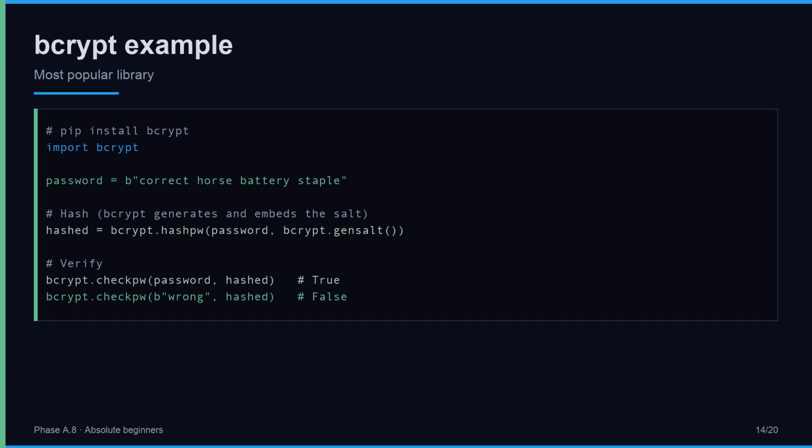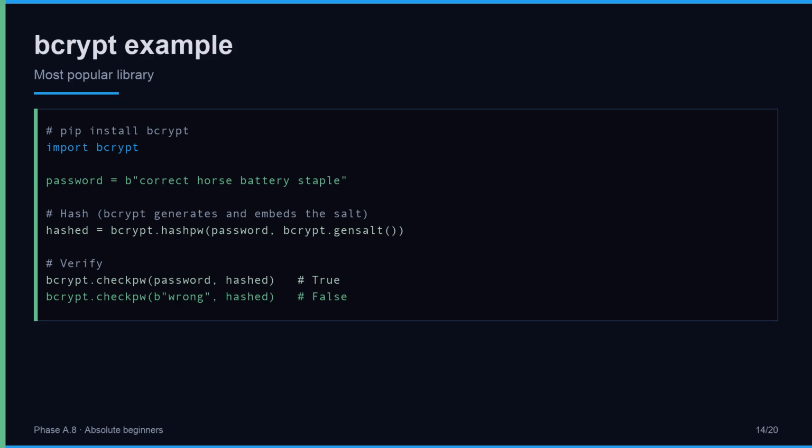Install Bcrypt. Call hashpw with the password bytes and a fresh gensalt. The library generates a salt, embeds it in the result, and returns a single string that contains everything needed to verify later. To verify, call checkpw with the password bytes and the stored hash. It returns true or false. Notice how clean this is, no manual salt handling, no manual iteration count. The library does it all.